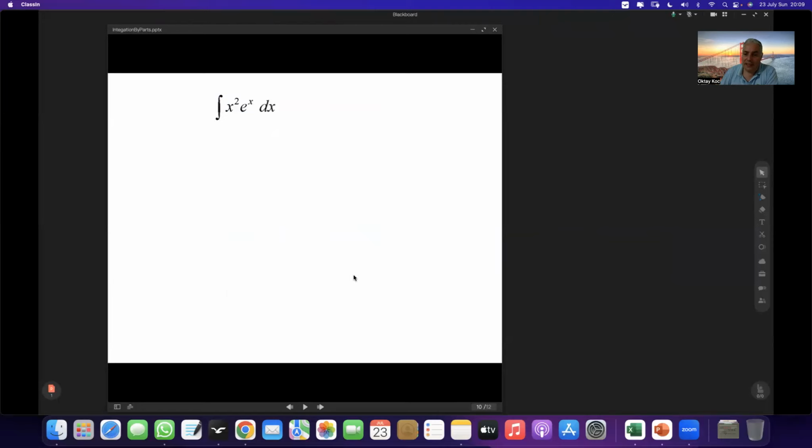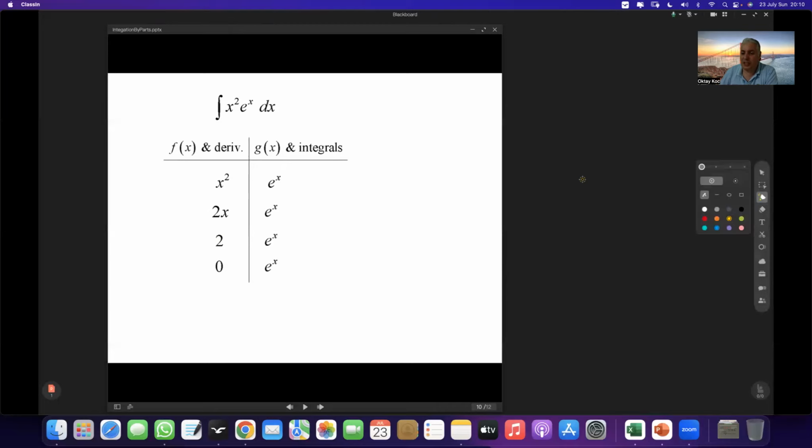So let's see an example, x squared e to the x dx. How to solve this? By using the tabular method. I'm going to differentiate x squared until the result is 0. The derivative of x squared is 2x, the derivative of 2x is 2, and the derivative of 2 is 0. That's it. On the right side, the other function, which is e to the power of x, I will take its integral. The integral of e to the power of x is e to the power of x. Again integral, again integral, again integral.